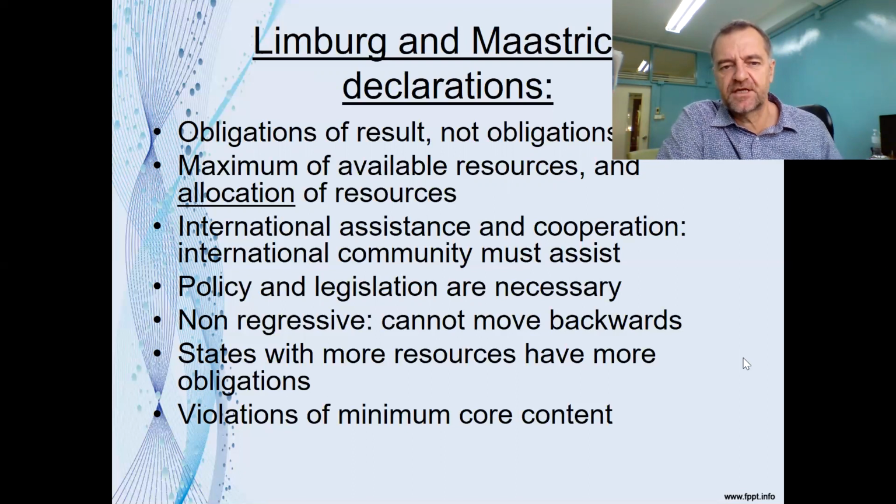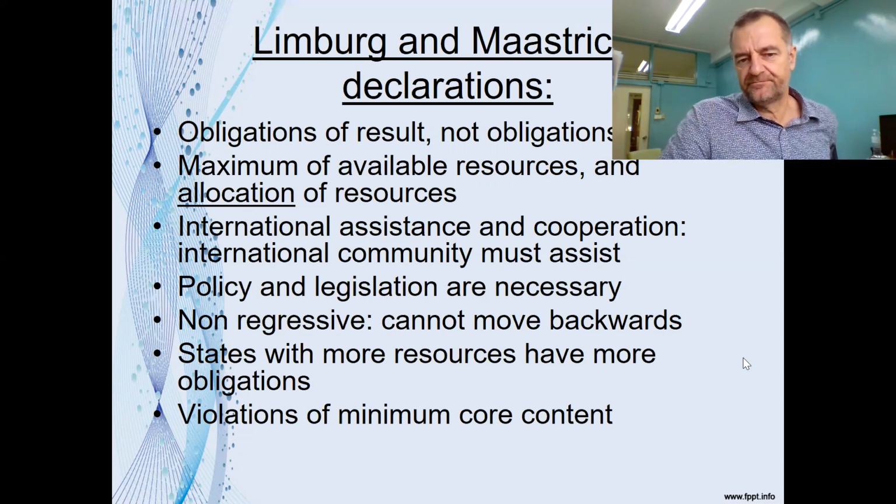The first one is that states have obligations of result, not obligations of action, meaning the intention should be how many fewer people are homeless, how many more children have education, not what homeless programs you run or what education programs you run, but actual hardcore numbers. Are there more kids going to school? Are there fewer people being homeless? So you've also got the maximum available resources and the allocation of resources. They are allocated fairly between the different sectors and the different rights.